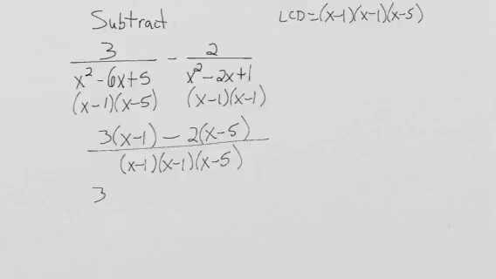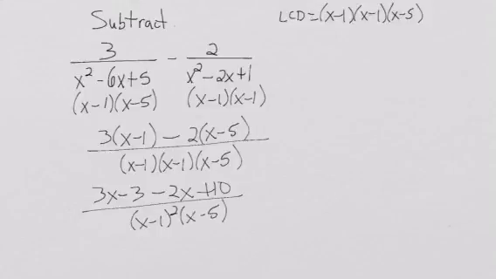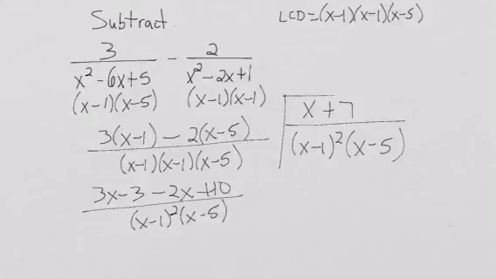Now distribute through, so that's 3x minus 3 minus 2x plus 10 over x minus 1 squared, I'm just simplifying that up, times x minus 5. Now 3x minus 2x, well, that is just x, and then negative 3 plus 10 gives me plus 7. So simplify: 3x minus 2x is x, negative 3 plus 10 is positive 7, over that LCD of x minus 1 squared times x minus 5. And that is your final answer.